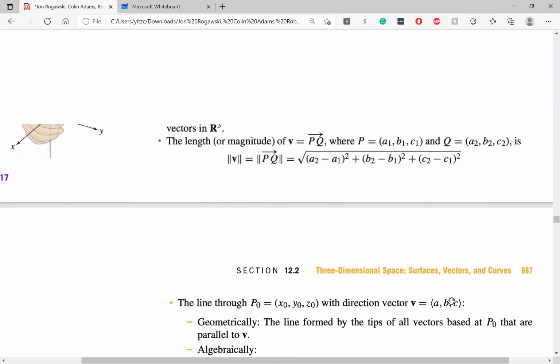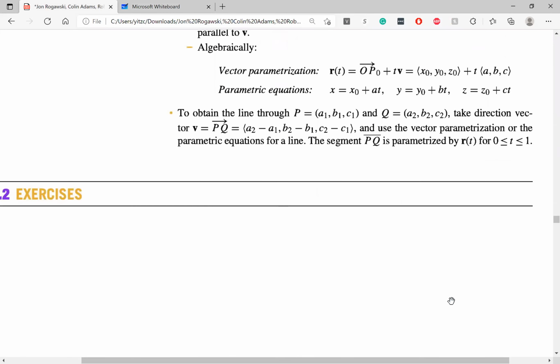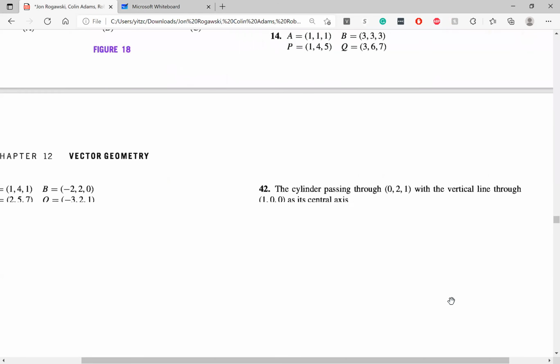So yesterday we were talking about lines. Let me find where we were.